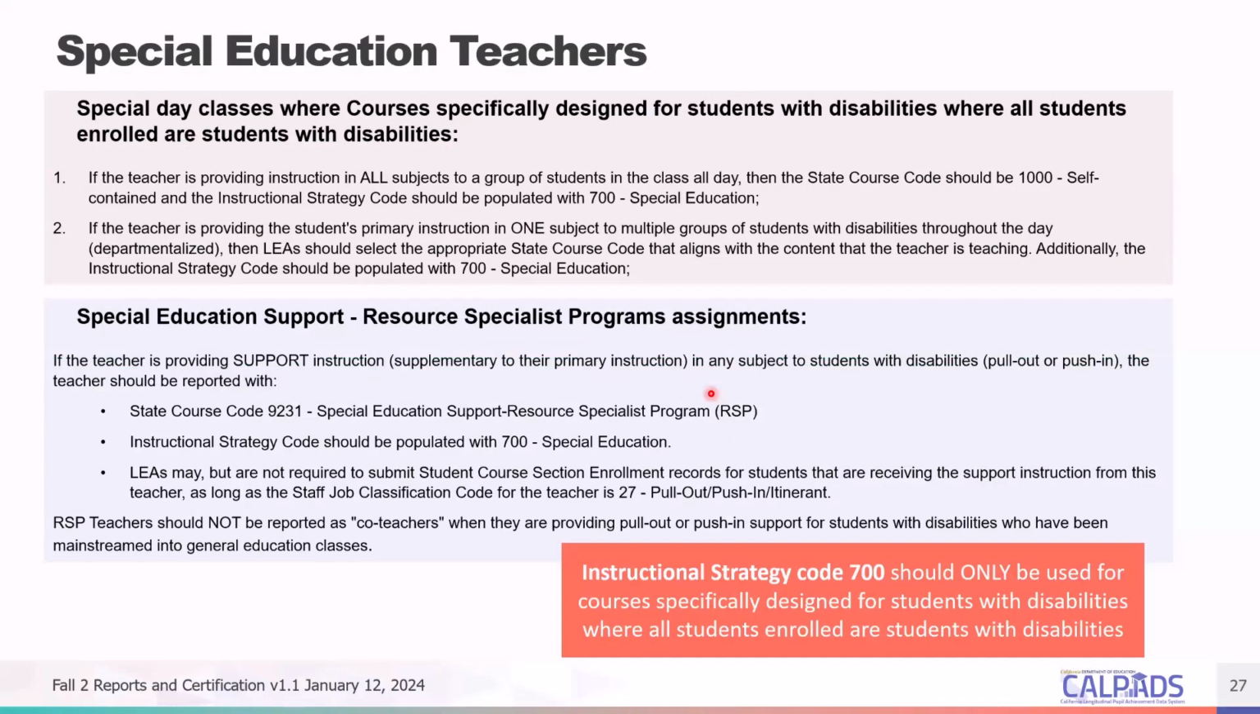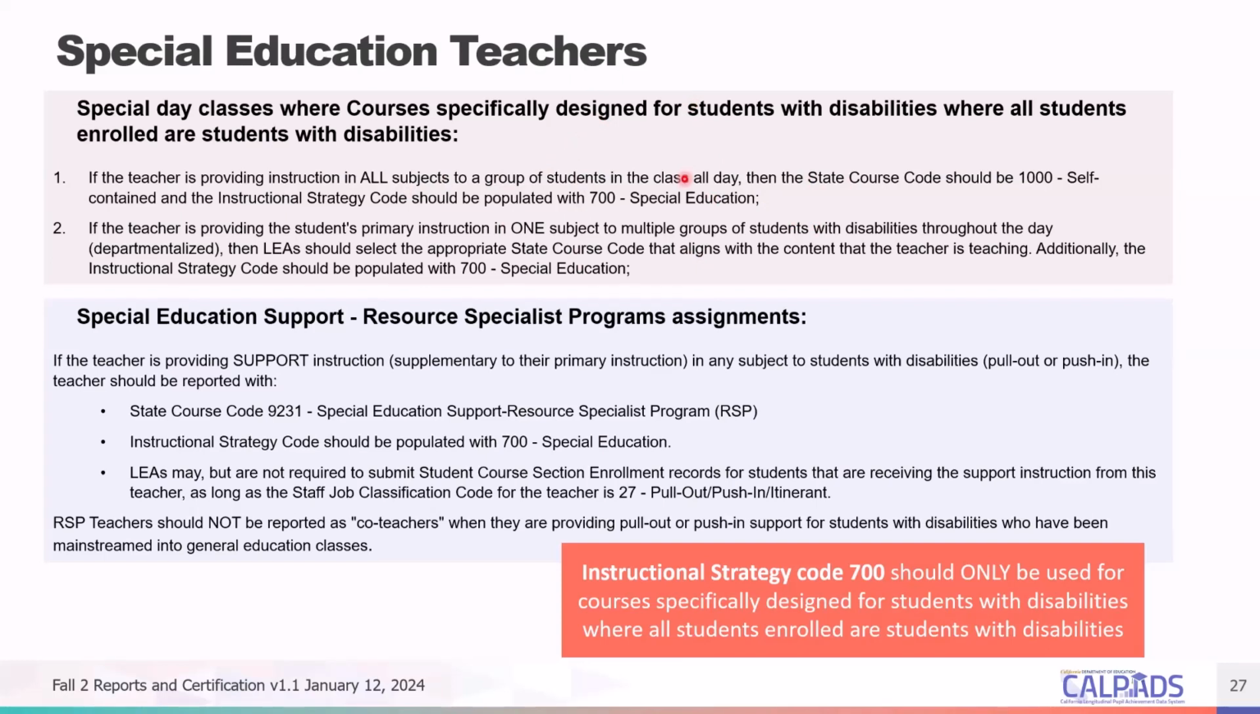So we always have questions on special ed teachers. This slide just emphasizes how you report special ed teachers. If a teacher is assigned to a self-contained course, so if a teacher is in a special day class and teaching a self-contained class for those students, you report the teacher to a state course code of 1000 self-contained class, and make sure that the instructional strategy code is marked with a 700 special ed.